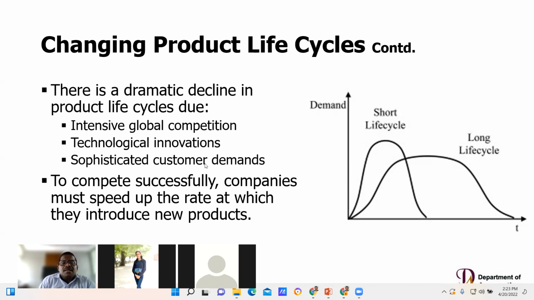Then, sophisticated customer demands. The customer is not asking for one thing. They are asking for a bundle, a package of complicated requirements. When you are buying a motor vehicle, you say, I need this and this and that. I need this color. I don't want that color. So it is complicated, sophisticated. I need it within 2 days. I can't wait 5 days. So those are called sophisticated customer demands.